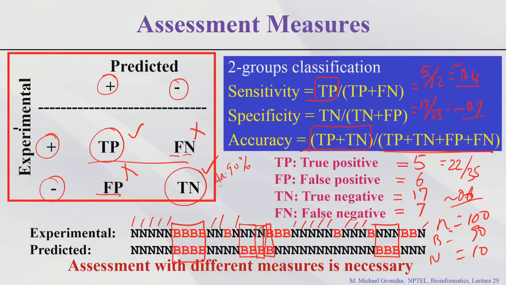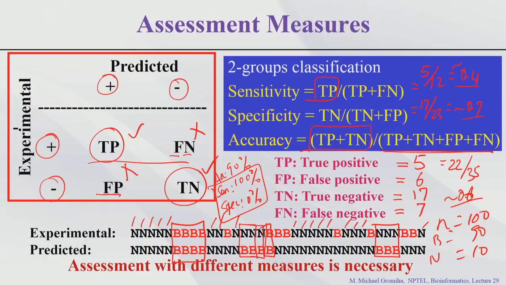what is sensitivity? All 90 are binding, and all 90 are predicted correctly, so that will be 100%. So what is specificity? 0%, because nothing is predicted. So if you see these two numbers, you can see that this is not a really good method. It is a completely useless method, because specificity is 0.